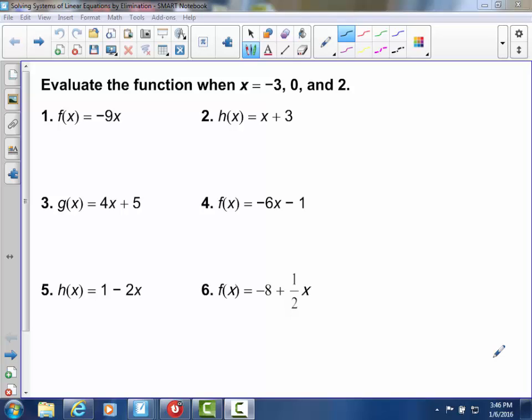Okay, so we're going to be solving systems of linear equations by elimination. You should have the handout that goes with this video.